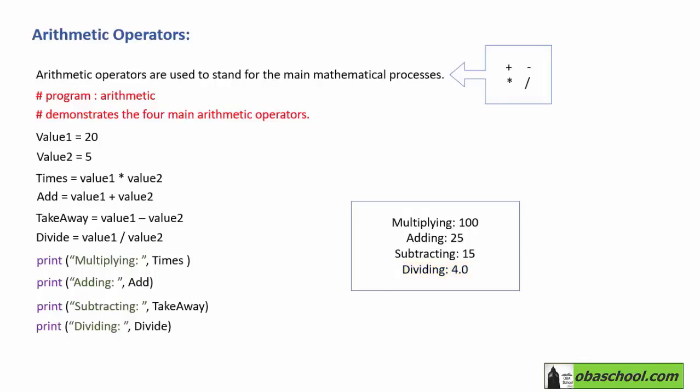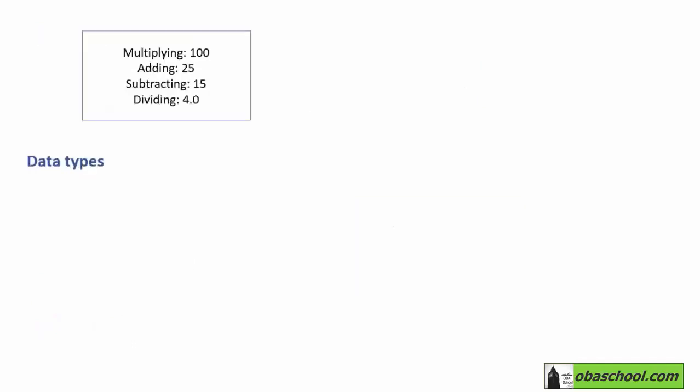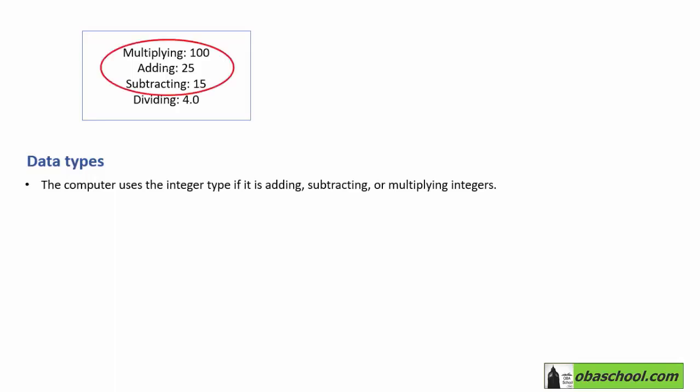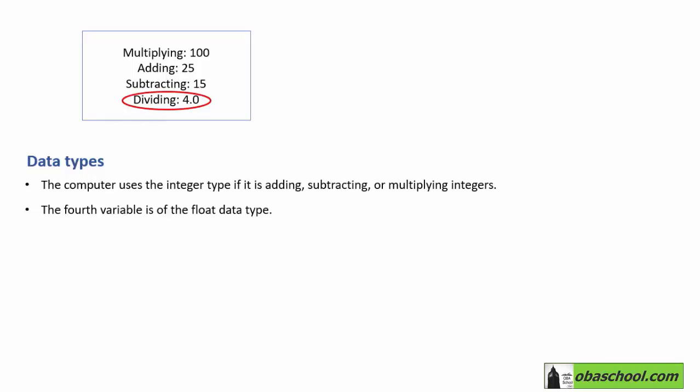Now we will talk about an important note about the data types that we talked about before. So we agreed previously that the computer automatically identifies the data type of the variable. So the computer uses the integer type if it is adding, subtracting, or multiplying integers, as you can see here. However, the fourth variable is of the float data type.